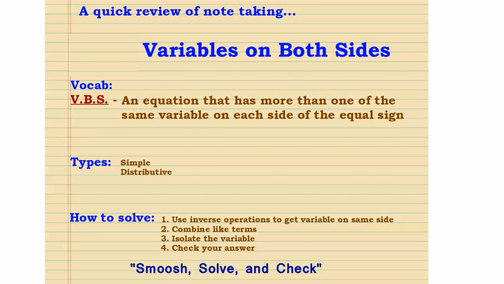Our acronym for that was DCVAM. We're going to undo any distributive property first. We're going to combine like terms. We're going to isolate the variable on one side of the equation. We're going to undo an addition, and then we're going to undo multiplication. Undoing addition and subtraction will be done at the same time. Undoing multiplication and division would be done at the same time.